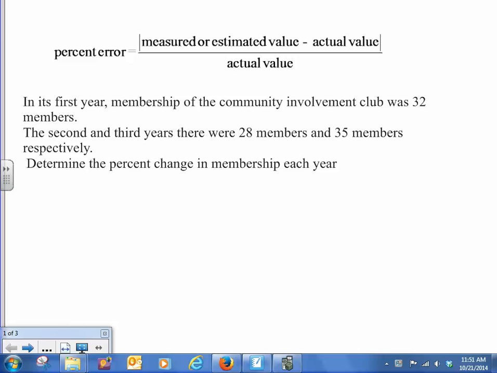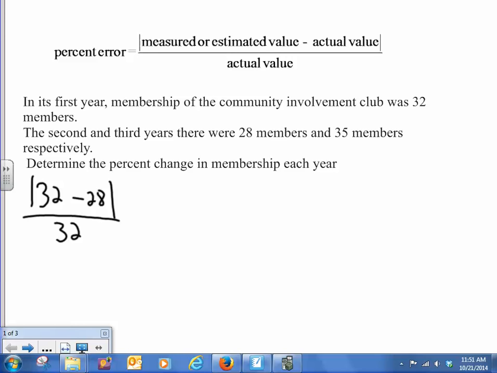So in this one right here, it says in its first year, membership of the Community Involvement Club was 32 members. The second and third years, there were 28 members and 35 members respectively. Determine the percent change in membership each year. So the first thing I'm going to do is take the original amount, the new amount, excuse me, which was the first year it was 32, right? And then I'm going to go minus 28, and I'm going to do the absolute value, and I'm going to divide that by the actual, which is 32.